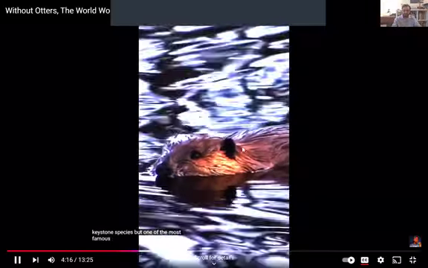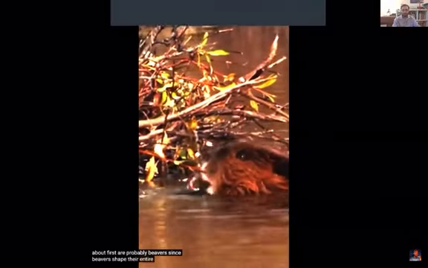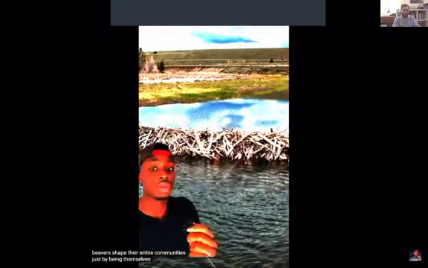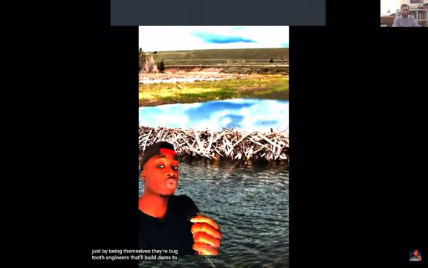Species, but one of the most famous and the one you likely learned about first are probably beavers. Since beavers shape their entire communities just by being themselves. They're bucktooth engineers that'll build dams to create ponds.